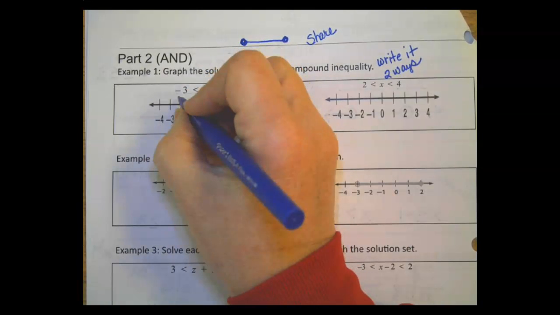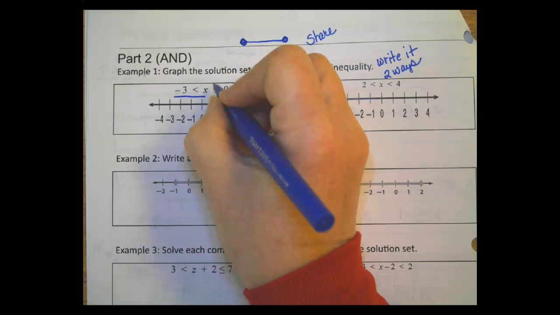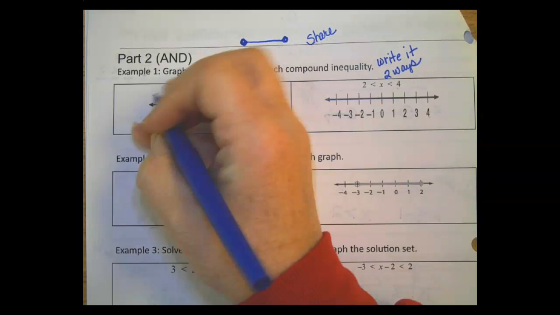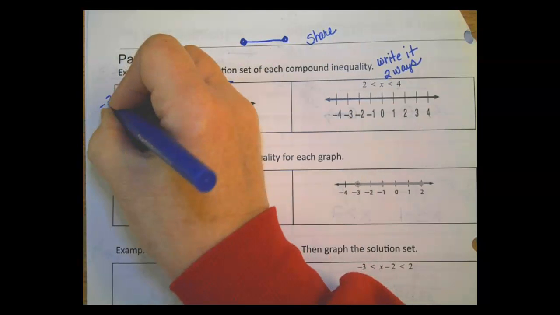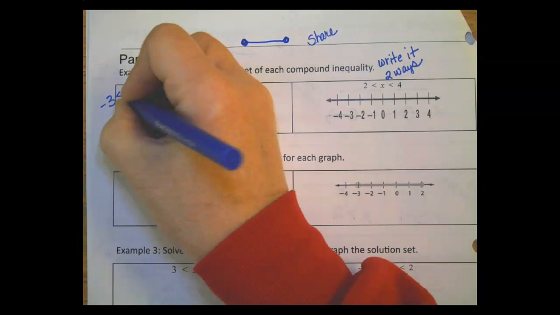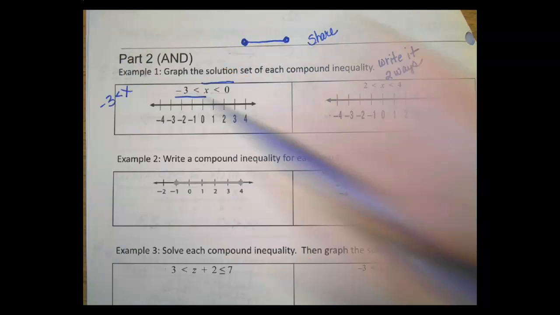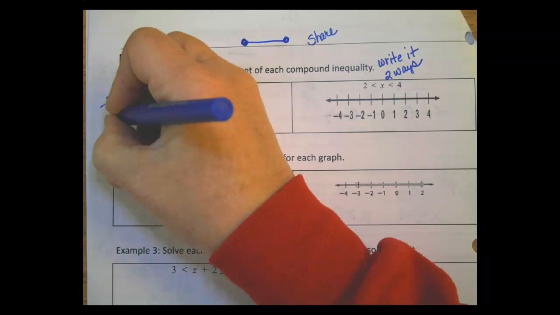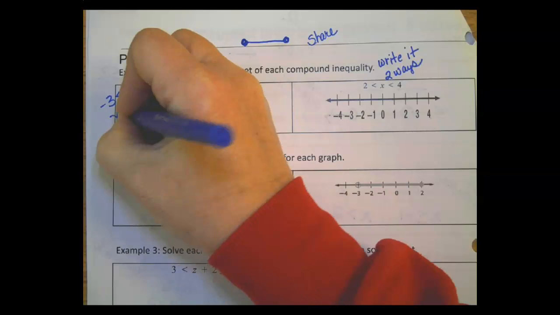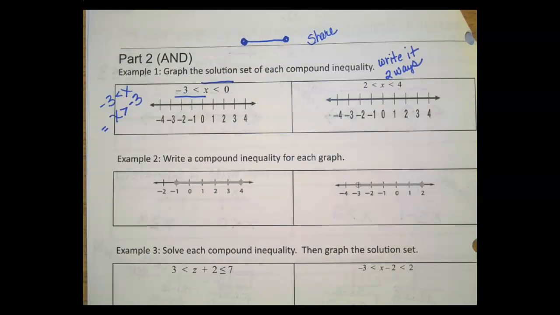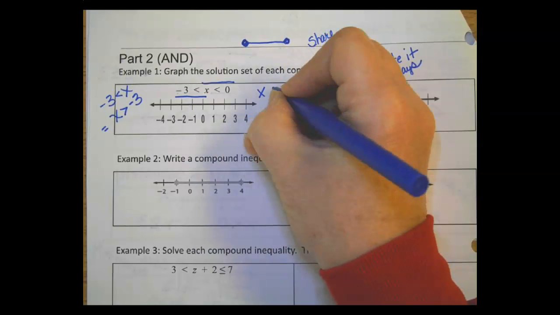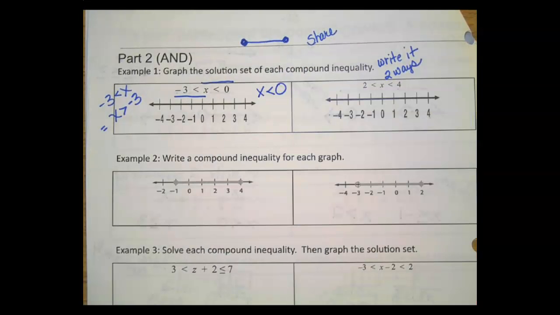So I'm going to write this, and then I'm going to write that. So this says -3 is less than x. I'm going to rewrite that, so make sure you know how to rewrite this: x is greater than -3. Okay, so that's one of them. This one's already in the right format, so we're good.